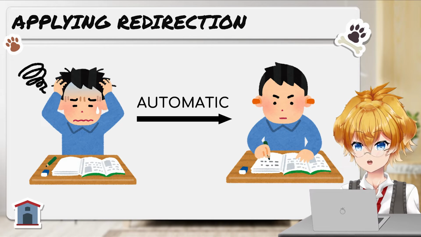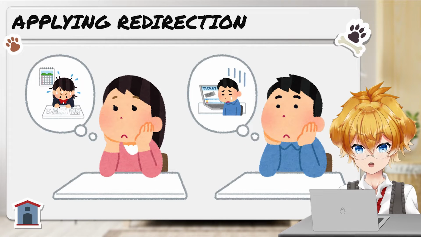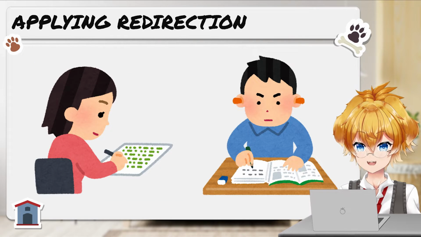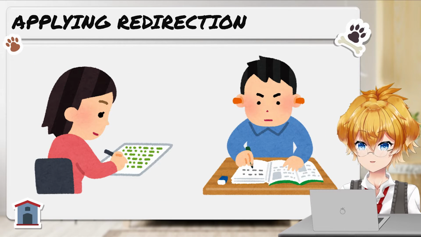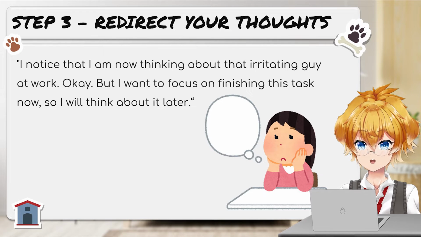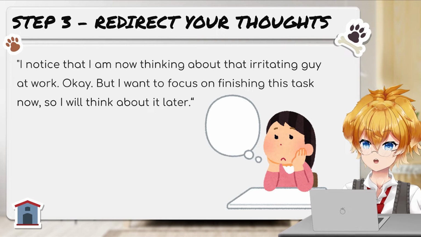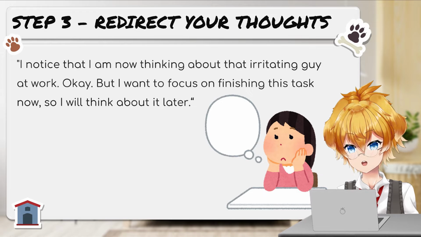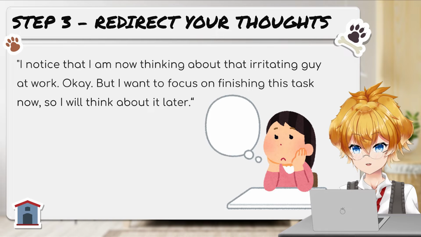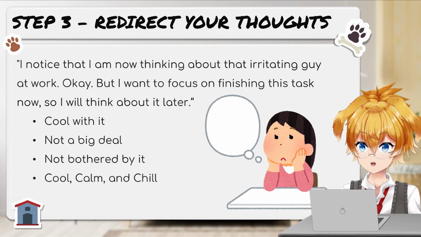Now, it will take time, and automatic doesn't mean not having to think that line to yourself. Automatic means that you are able to catch yourself quickly when you are distracted, and then effectively redirect yourself to the task you are on. In most situations, you won't have to think that line to yourself, but sometimes when things are rough, it will help to just pause and think, or even say aloud to yourself, I notice that I am now thinking about that irritating guy at work. Okay, but I want to focus on finishing this task now, so I will think about it later. Just remember the most important thing, you are cool with the distraction. It is not a big deal, we'll think about it later.